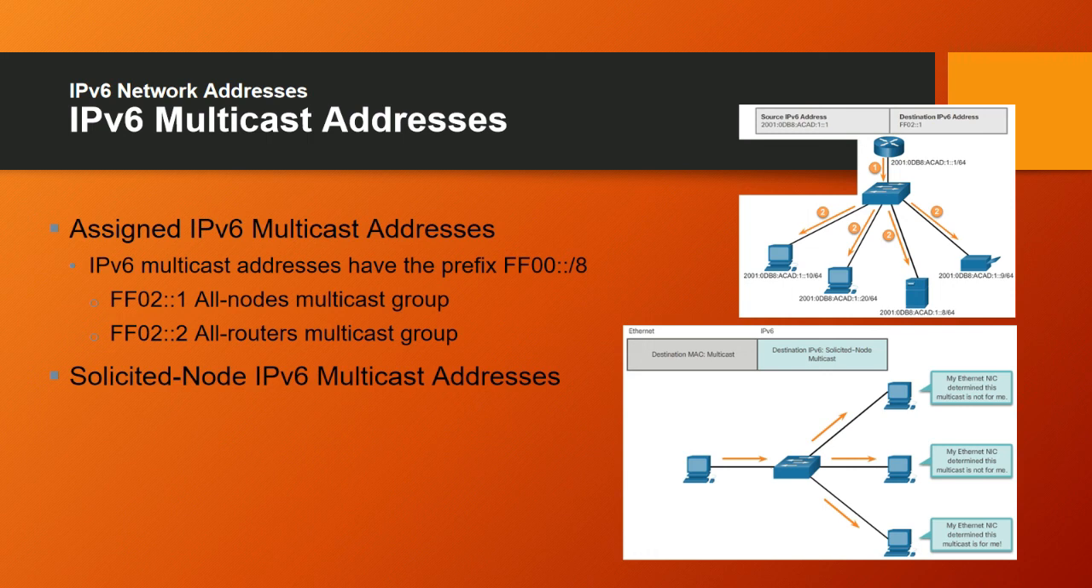Solicited node IPv6 multicast addresses. A solicited node multicast address is an IPv6 multicast address used by the Neighbor Discovery Protocol to verify whether a given IPv6 address is already used by the local link or not through a process called DAD, or duplicate address detection.